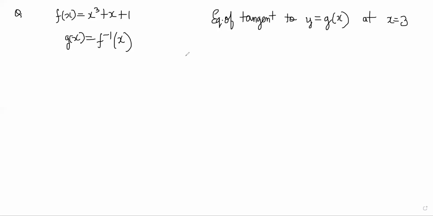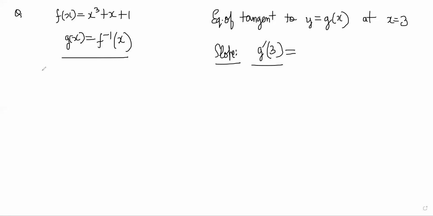y minus 1 is 1 by 4 into x minus 3. Yeah, correct. How do you find the tangent? You have to find the derivative, g dash 3, right? To find the slope of the tangent. What is g dash 3? 1 by 4. Okay, how do you get it?